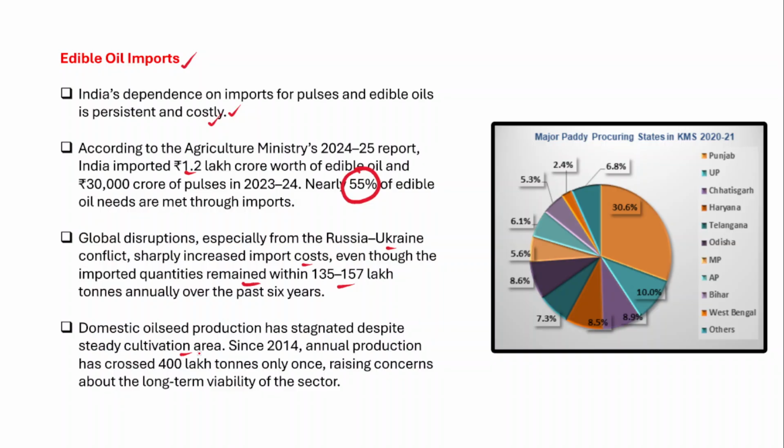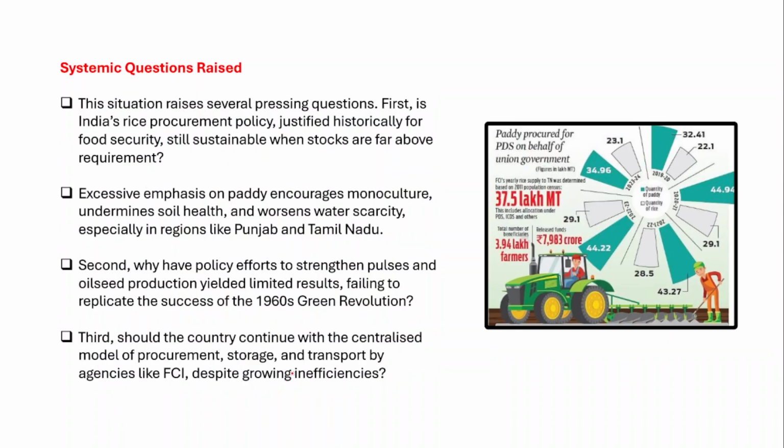Now, in fact, from 2014 onwards, the annual production has crossed 400 lakh tons only once, and therefore it has been raising several concerns about the long-term viability of the sector. So therefore, this is the data, and these are the concerns with respect to the edible oil imports into India. But one thing that we can assume from this data is that edible oil import is costly, expensive, and at the same time India is heavily dependent on imports.